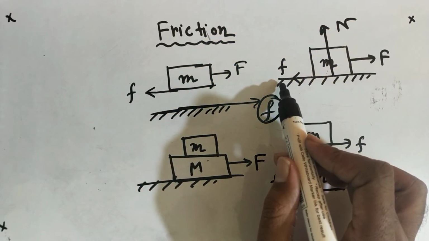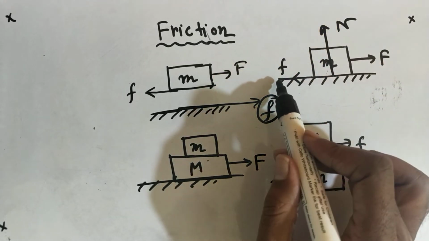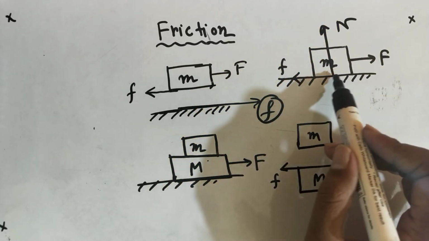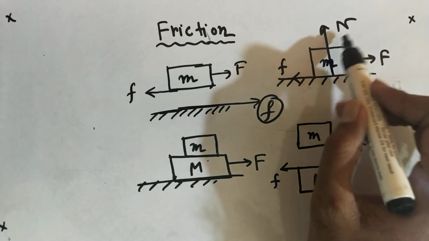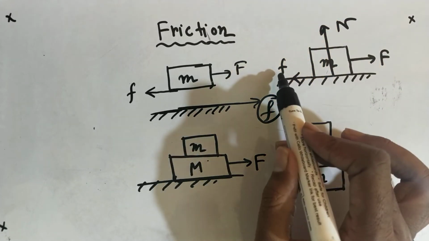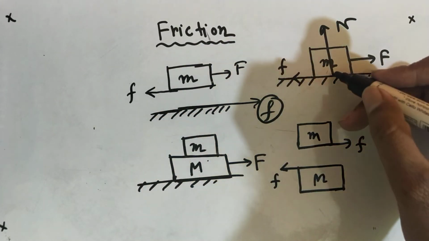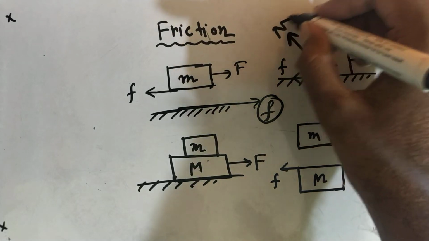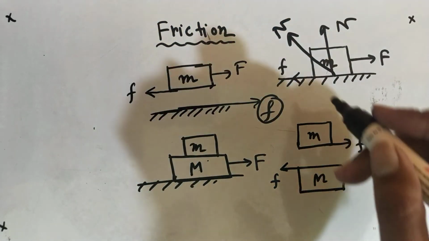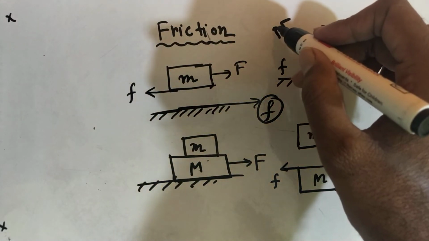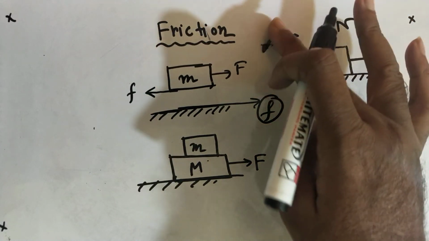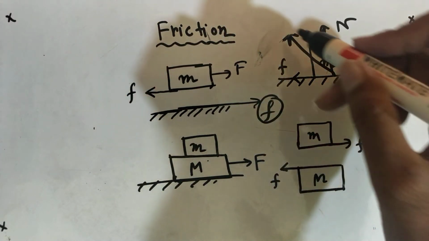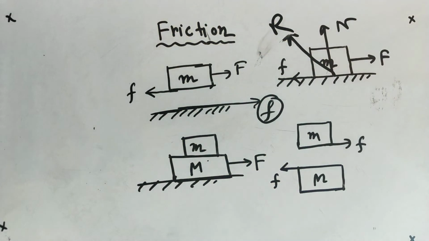So if you talk about contact force, here two contact forces are there. One is the frictional force and the normal reaction. But normal reaction is the vertical component and this is the horizontal component, because the net contact force will be in this direction. This will be the net contact force, and you can put it as R. Instead of N you should write it as R. So we can give R as a net contact force.